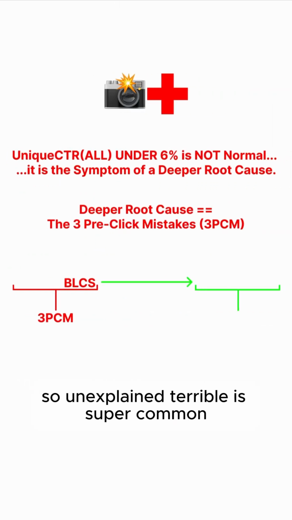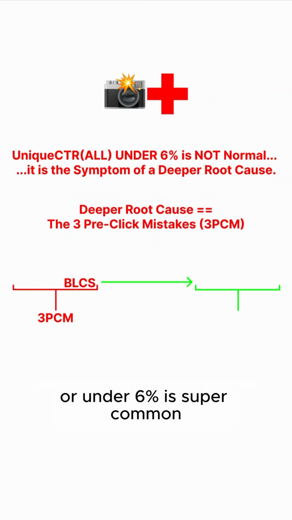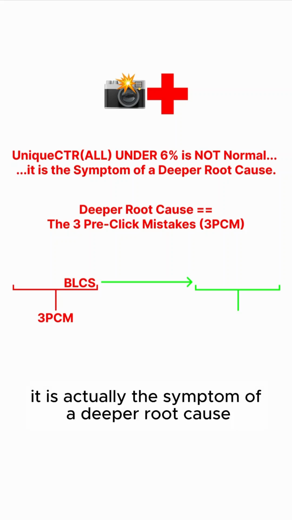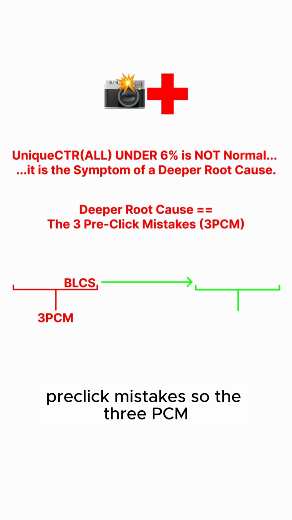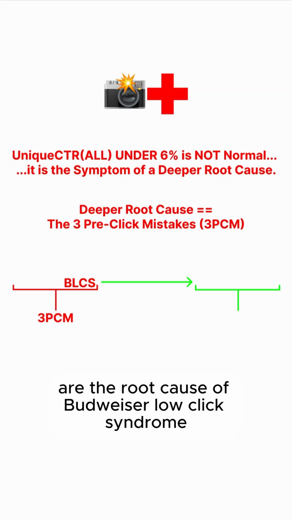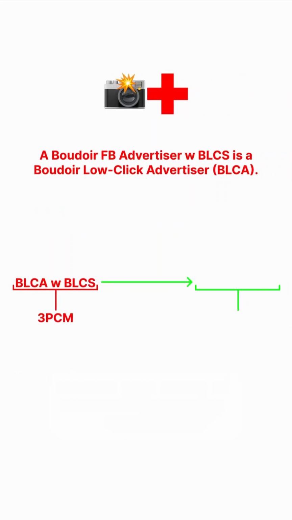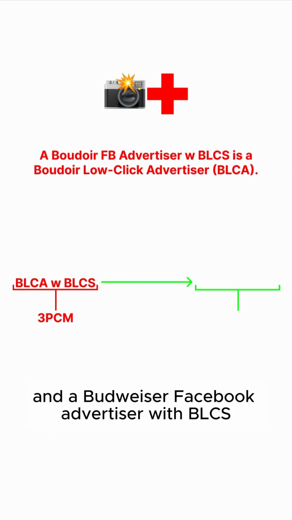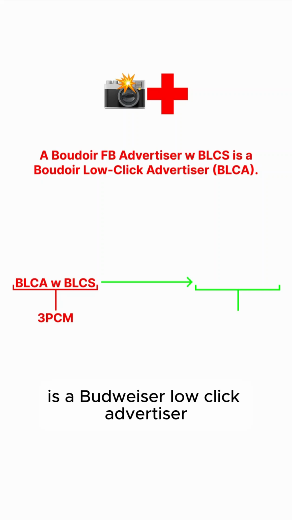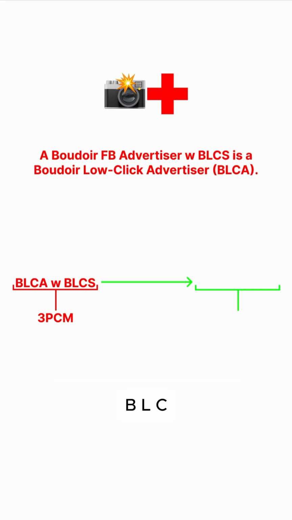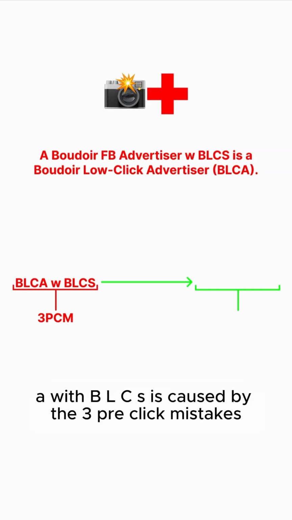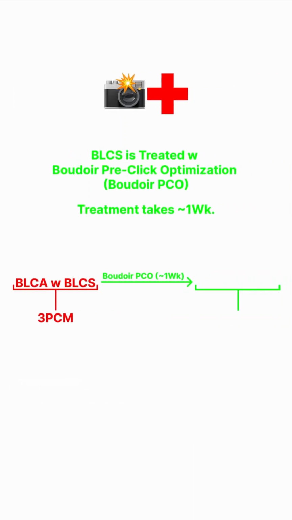So unique CTR all under 6% is super common, but it is not normal. It is actually the symptom of a deeper root cause. And that deeper root cause are the 3 pre-click mistakes. So the 3 PCM, 3 pre-click mistakes are the root cause of Boudoir low-click syndrome. And a Boudoir Facebook advertiser with BLCS is a Boudoir low-click advertiser, a BLCA. So we got our universe building up here. BLCA with BLCS is caused by the 3 pre-click mistakes.